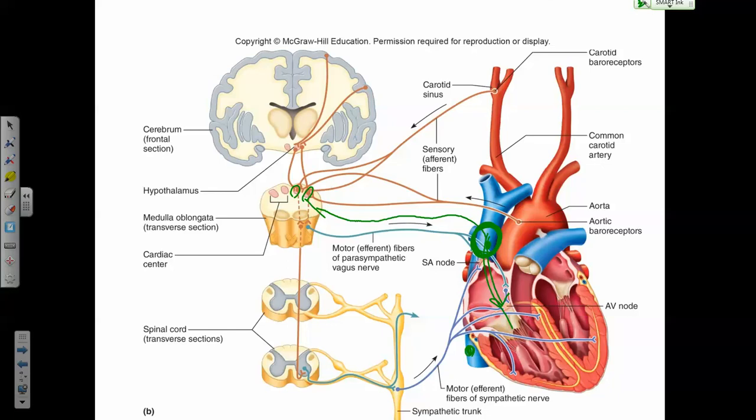It's going to activate the accelerator center, which in turn is going to go down, and that would be the accelerator nerve. So it's part of the sympathetic division of the nervous system. Okay, does that make sense?